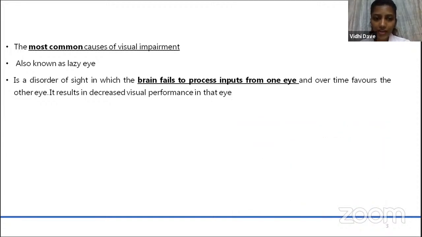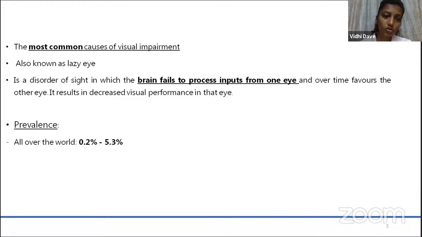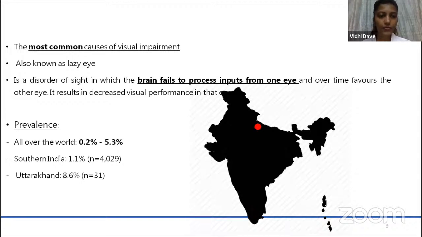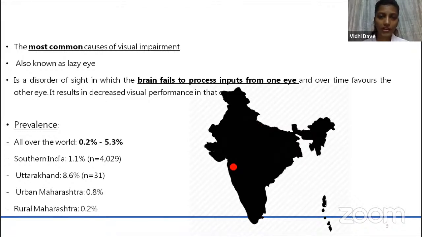Now, amblyopia is very prevalent throughout the world. We see that 0.2 to 5.3% of children, these statistics that I'm showing are of children specifically, is 0.2 to 5.3% throughout the world. In southern India, we see 1.1% kids having amblyopia. Uttarakhand shows 8.6% prevalence, and urban and rural Maharashtra shows 0.8 to 0.2% prevalence respectively.